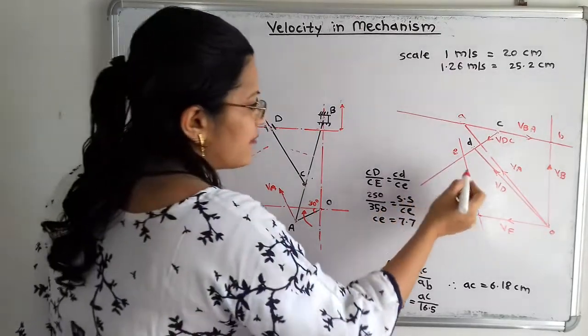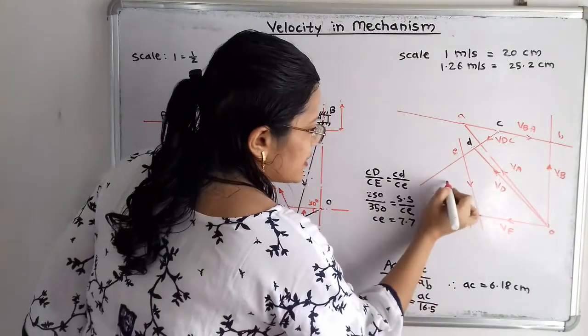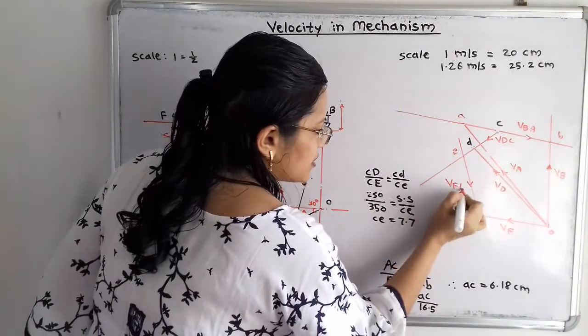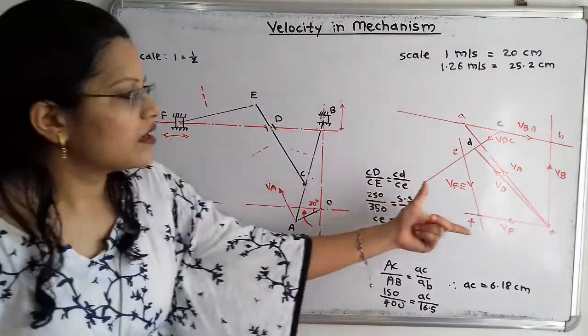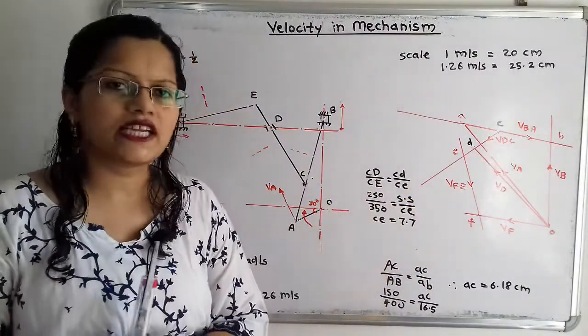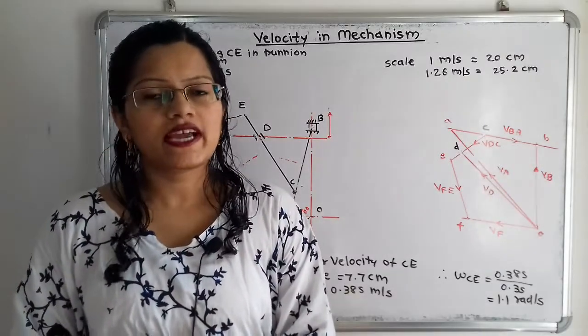And what does this EF indicate? So here the initial point is E and final point is F. So it indicates velocity of F with respect to E. So this is the velocity diagram that is getting completed. Now we will move to the calculation part.